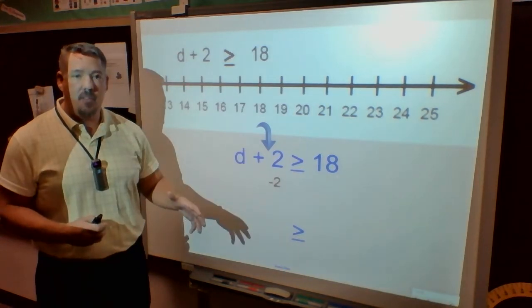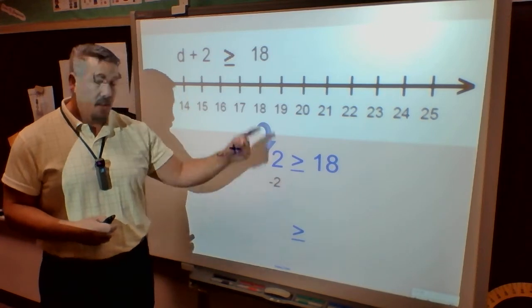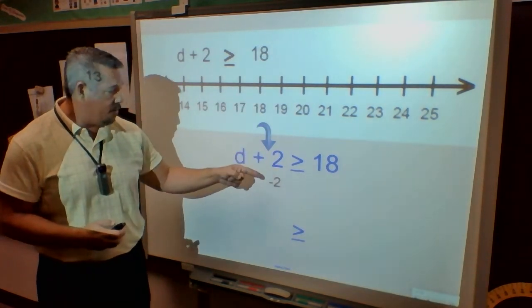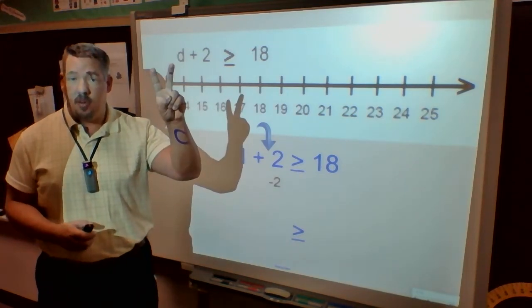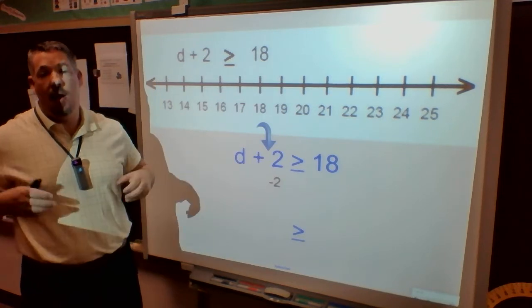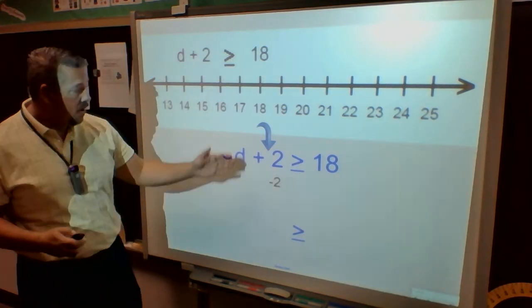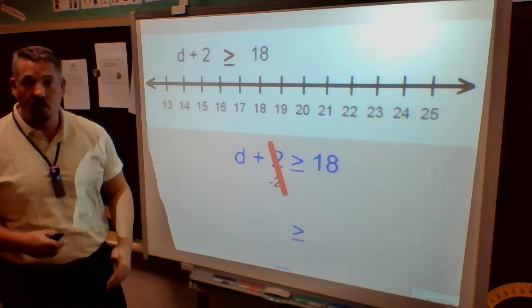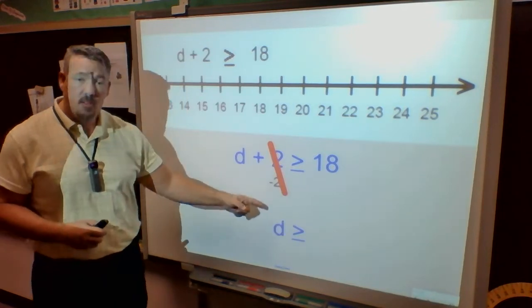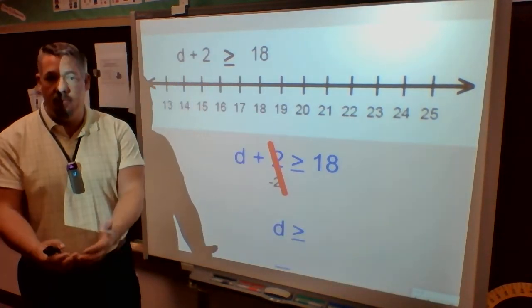So everything that I have left over will end up being my inequality that I'm then going to graph. So I know that I have positive 2 and a negative 2 added to it, which gives me 0. My identity property tells me to just keep the D. So that cancels those 2 out. That's my goal, to get this canceled out so D is by itself. So I know that I now have D is greater than or equal to something.